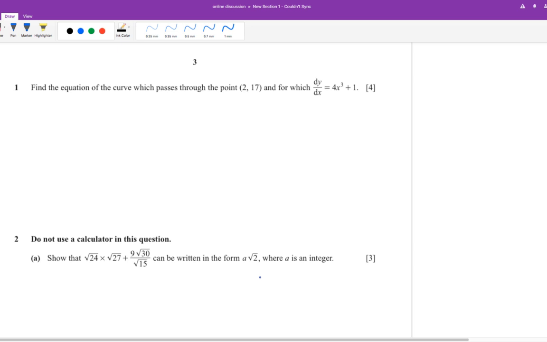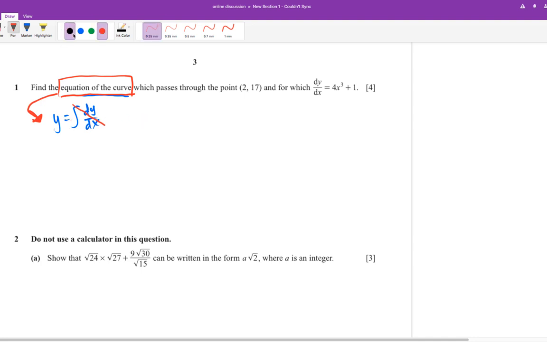Find the equation of the curve which is passing through the coordinate (2, 17). You should know that in your syllabus there's only one way to find the equation of the curve, which is to integrate dy/dx. So whenever you see the words find the equation of the curve, the first thing that comes into your mind will be integrate dy/dx. It means you integrate the gradient function, because when you integrate dy/dx, you will get y. This is the reason why I always say y equals the integral of dy/dx.